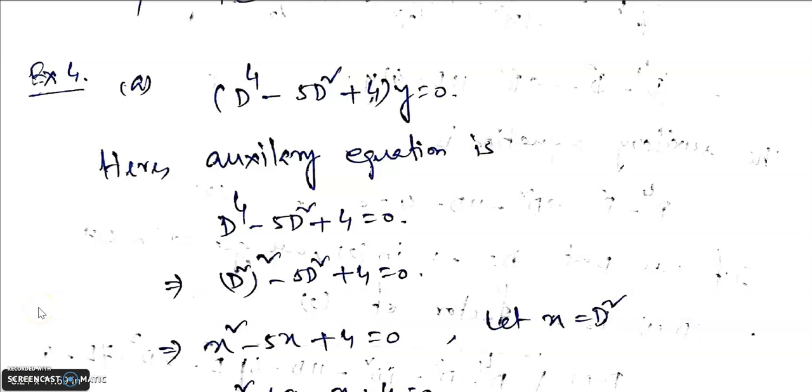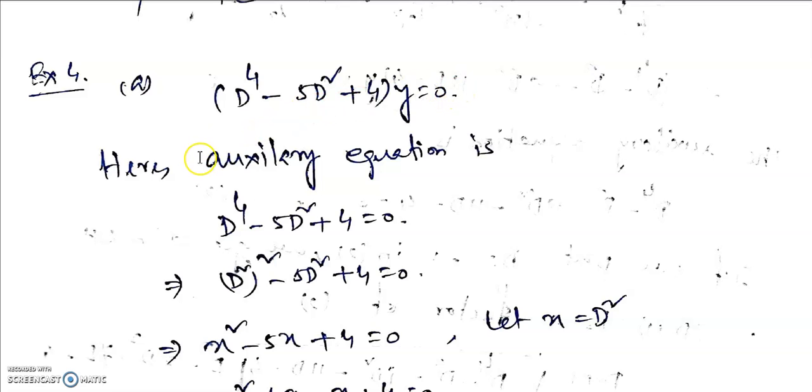So welcome students. Continuing from our last lecture, let us discuss some more problems. So this is a problem. Suppose a 4th-degree equation is given, (D^4 - 5D^2 + 4) y = 0. So you need to solve it.